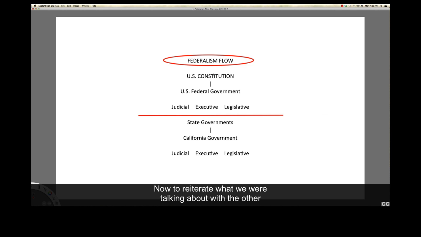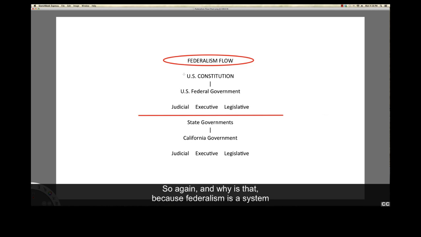Now, to reiterate what we were talking about with the other slides, I have this flow chart that I've developed. The U.S. Constitution is at the top because, as we know from the previous chapters, all power in the United States at all levels derives from the U.S. Constitution. We have this red line here in the middle, and that red line signifies federalism, that there's this division of power between the U.S. government and the state governments.